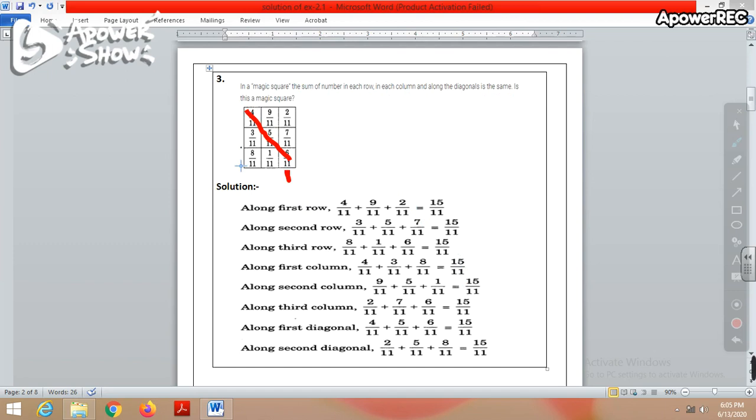So whenever you have to find out whether a square is a magic square or not, you have to just find out the sum of the numbers along the rows, along the columns and along the diagonals. If the sum is the same, then the square is a magic square, otherwise it is not.